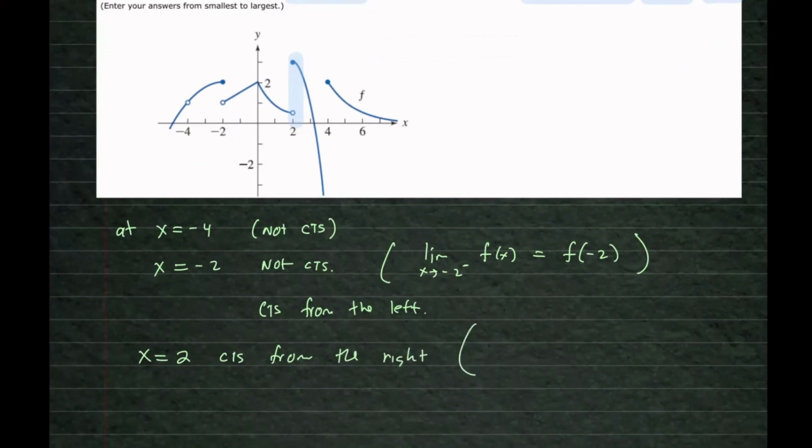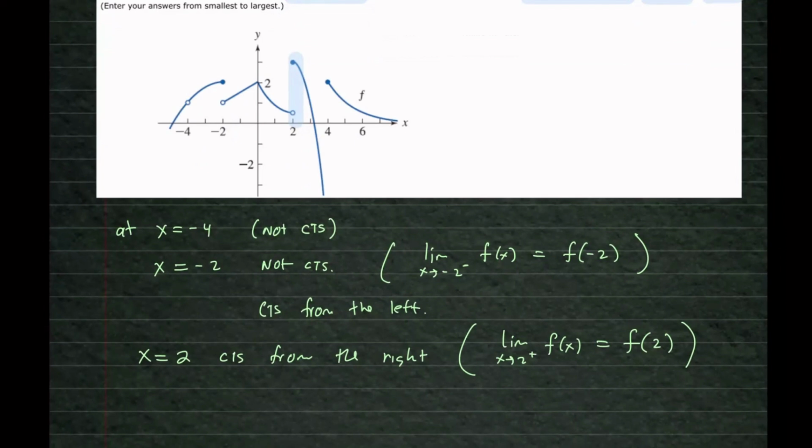The justification for this will be that the limit as x approaches 2 from the right of the function is equal to f evaluated at 2. So it's only continuous from the right side, but it's not continuous at 2. At 2, it's not continuous, but we can talk about coming from the right side, it's continuous.